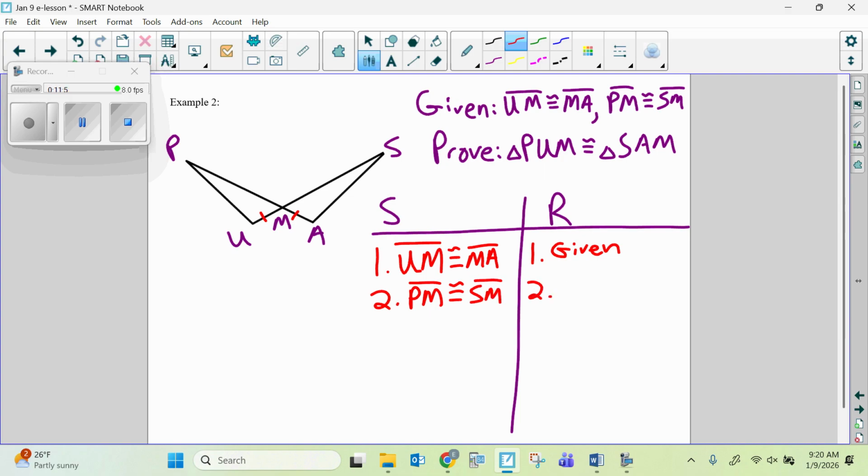Once again, I know that's true because it's given to me. Given is like a free space in bingo. Here's PM, here's SM. By the way, this step of annotating your picture is really important because it's going to help you know which postulate we can use to prove triangles congruent.